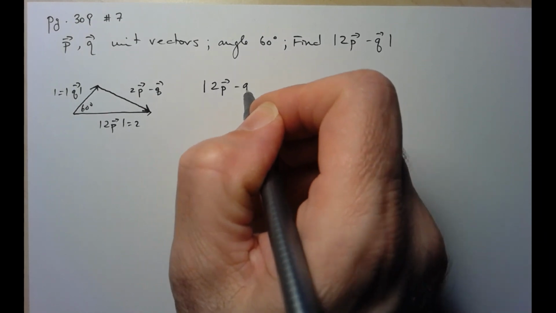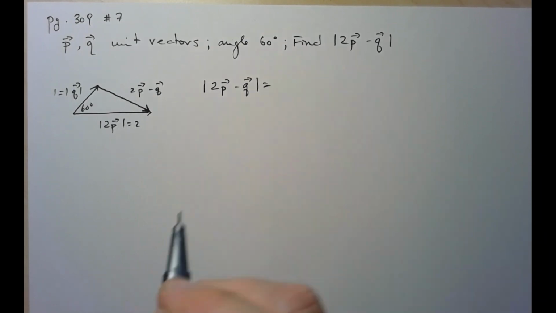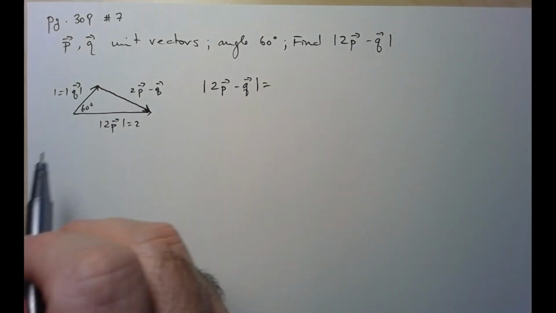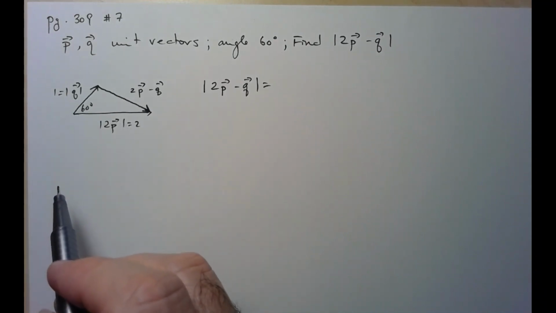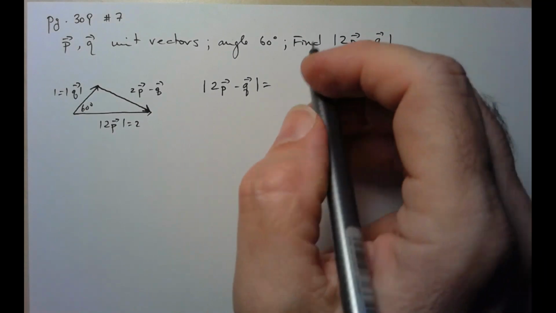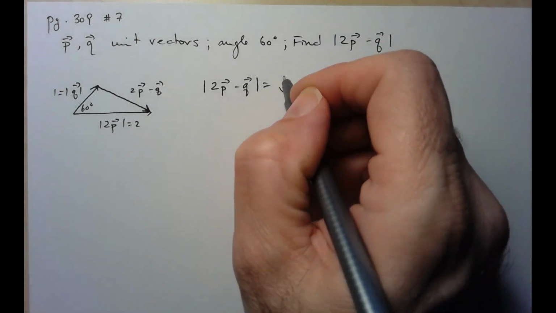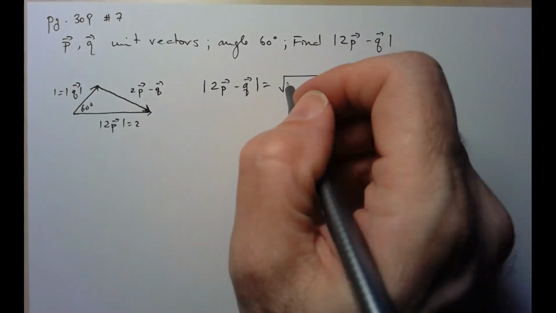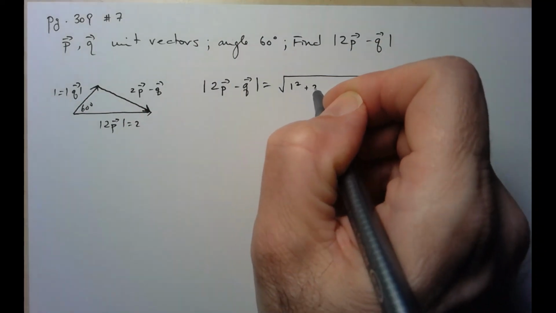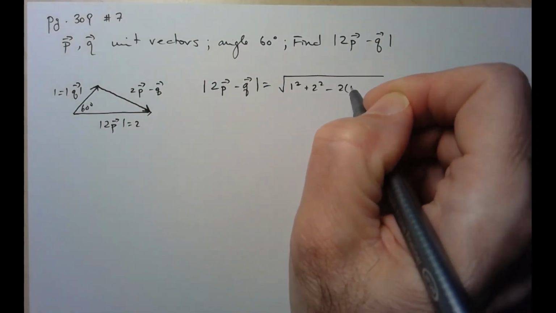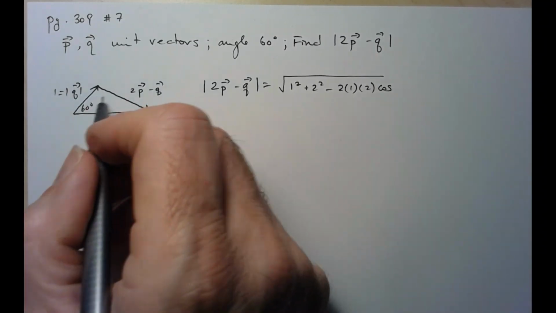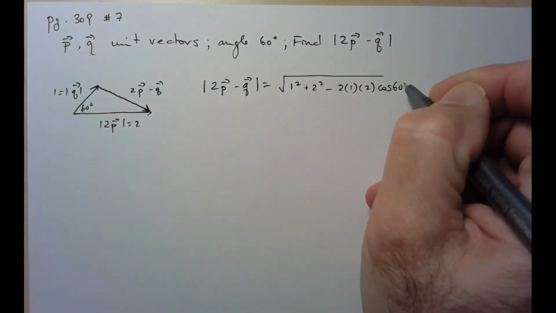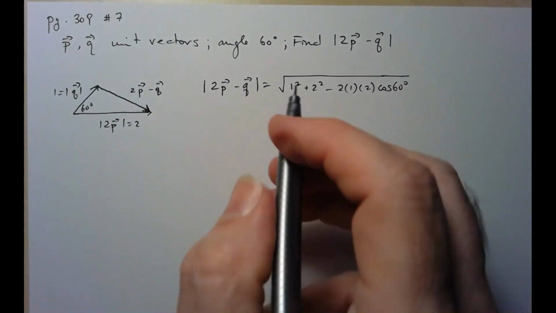And so here we can see that we're just going to use cosine law because I have the two other side lengths and I have the angle opposite the one that I'm looking for. So we're just going to go ahead and apply cosine law. Okay, so sum of the squares of the other two sides minus 2 times those two side lengths times cosine of the angle opposite the thing I'm looking for, which in this case here is 60 degrees.